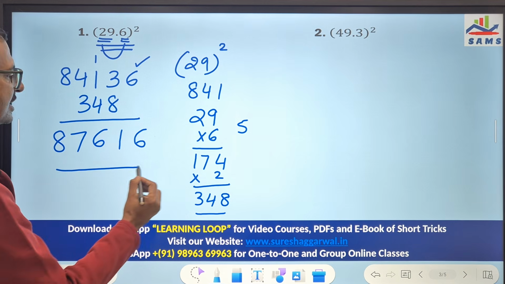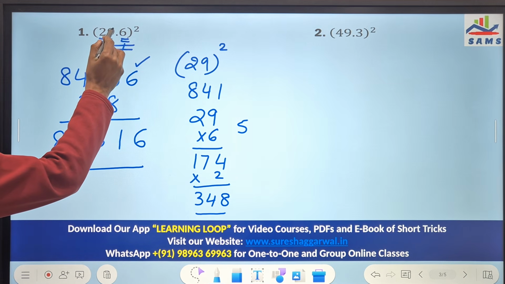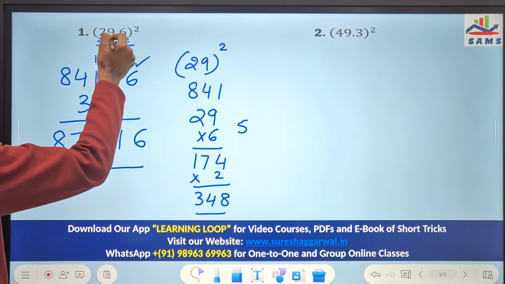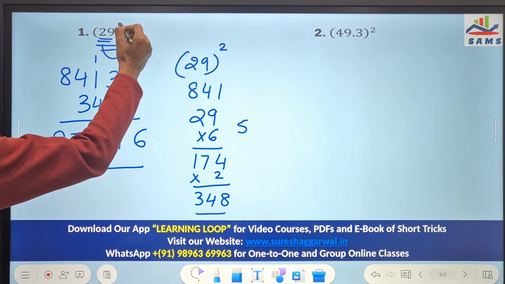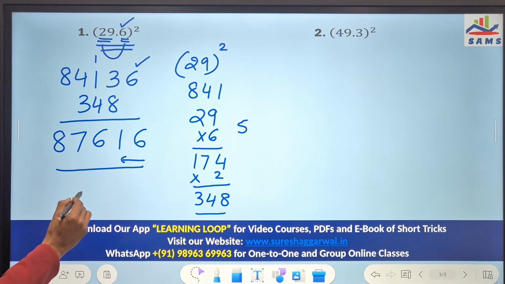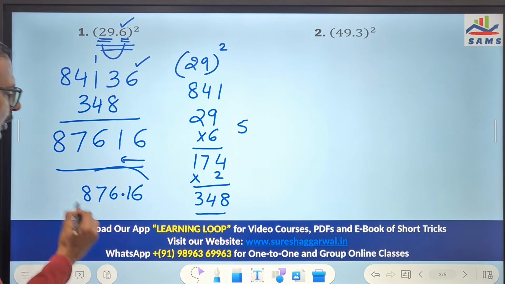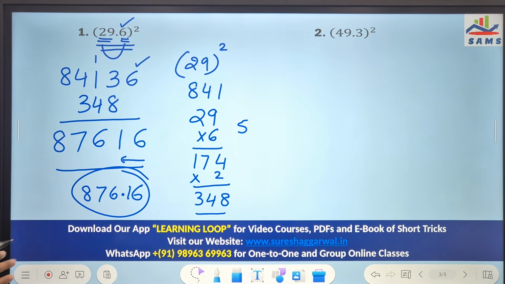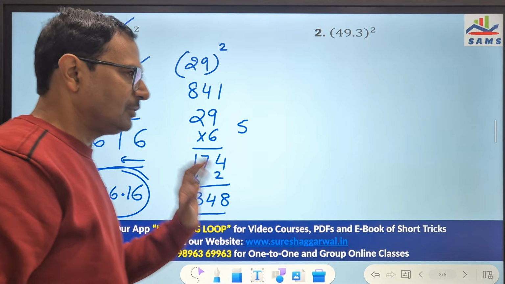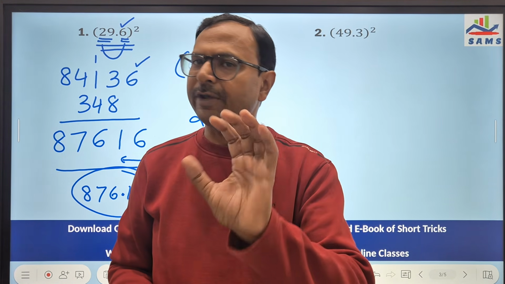So 87616 actually is the square of 29.6, but 296. So one decimal place in the question here, so two decimal places in the answer. That means 876.16 is going to be the square of 29.6. Now you can actually check that using the calculator and it will work very well.